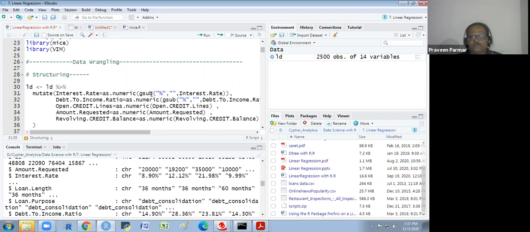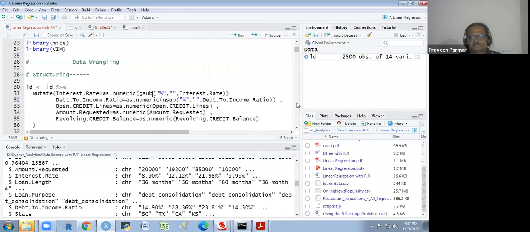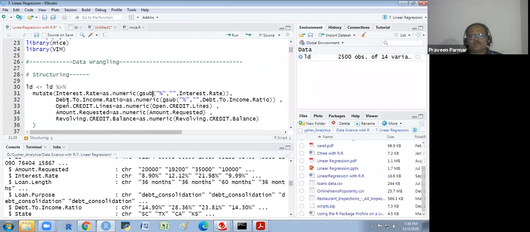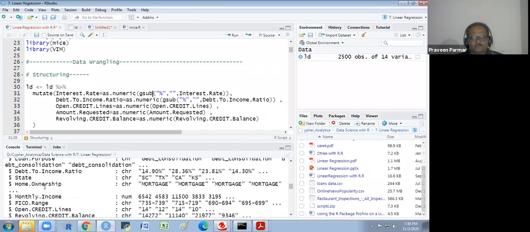Is there any doubt in this first line? Anyone has any doubt? Okay. Second is the debt to income ratio. This also has a percentage sign, so a similar activity we are doing with this also. Same process we are doing here.